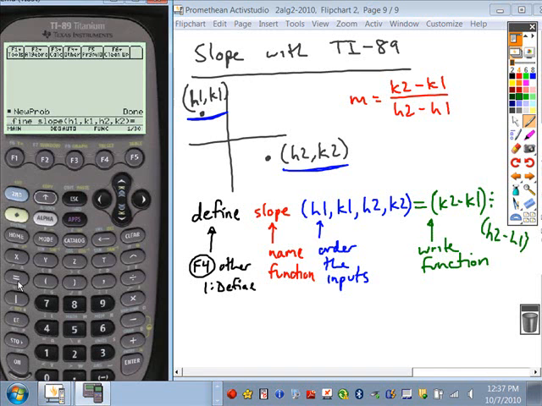So we set equal to, in parentheses we put our two terms in the numerator, so K2 minus K1. Make sure you have the k's chosen there. And then you're going to divide by, in parentheses once again, we're going to group our terms from the denominator. And now we take the difference of the corresponding h's. So h2 minus h1.